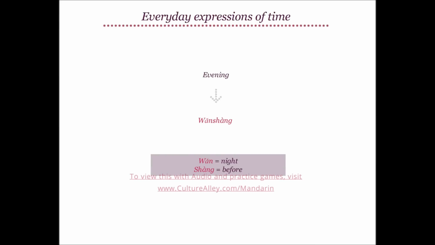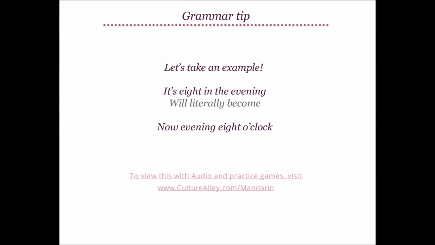Excellent! Now let's look at a new word, evening. Evening is translated as 晚上. Here again, 晚 is pronounced in the falling rising tone, meaning night, and 上 in the fourth tone means before. Let's take an example to further our retention.